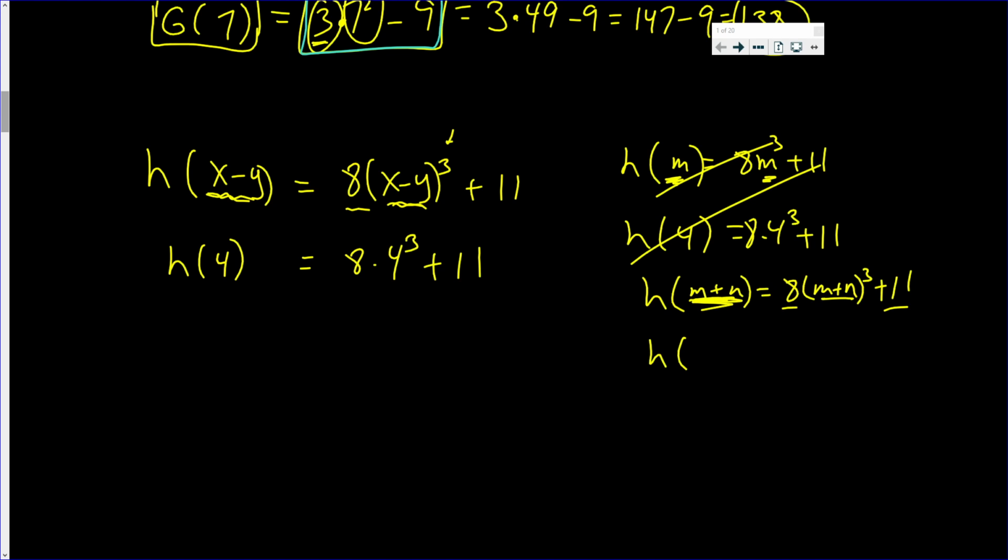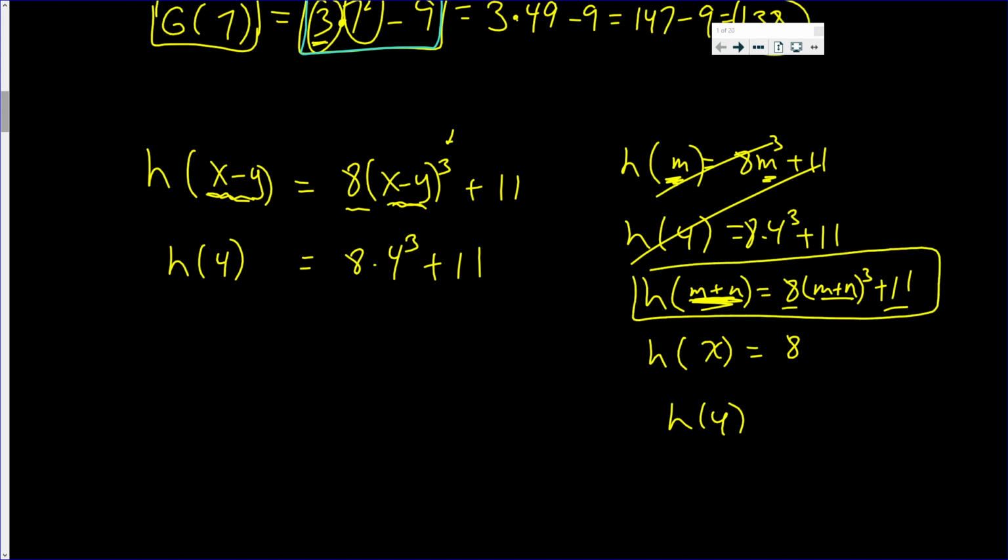Instead of m, you can put x, so the goal is, say, to find h of 4. And this looks too complicated for you. So fine, instead of m, put x. So now you're on more familiar ground. So you get 8 times 4 cubed plus 11.